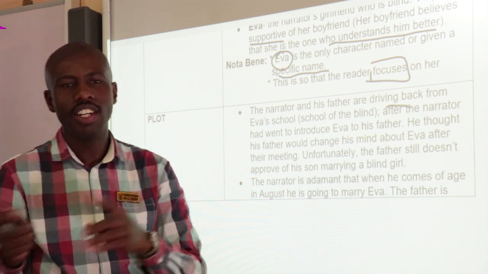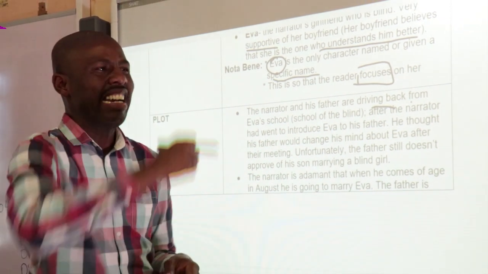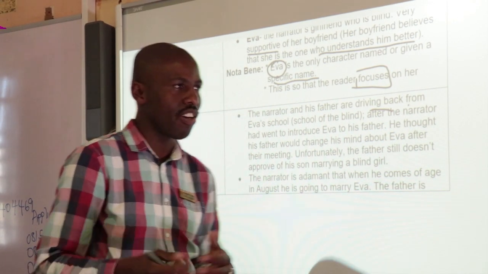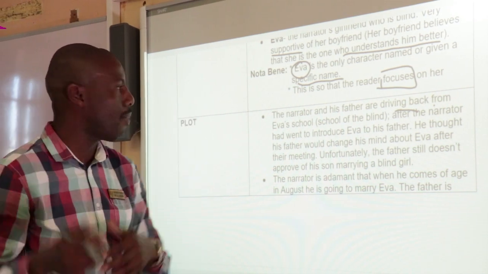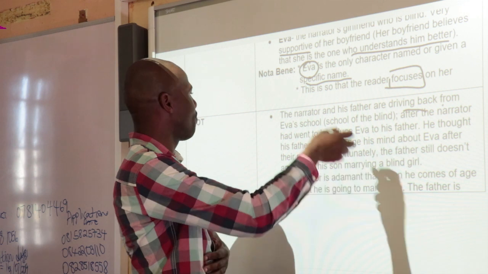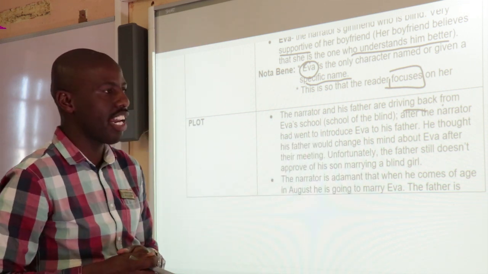You know men, typical traditional men will say, no, never, not in my house. This is not going to happen. I stand by it. It's not going to happen. This is the kind of thing that happened. Fathers being stubborn. Now I'm not saying fathers are stubborn, but this one is. It's an exception. Unfortunately, the father still doesn't approve his son marrying a blind girl.